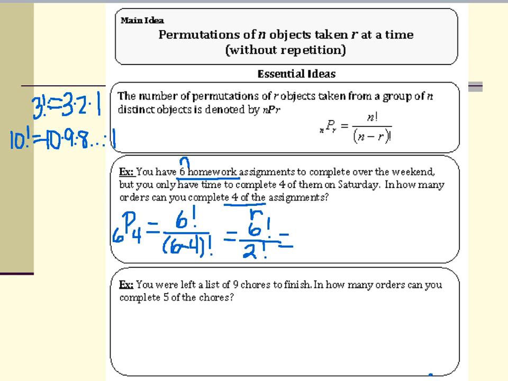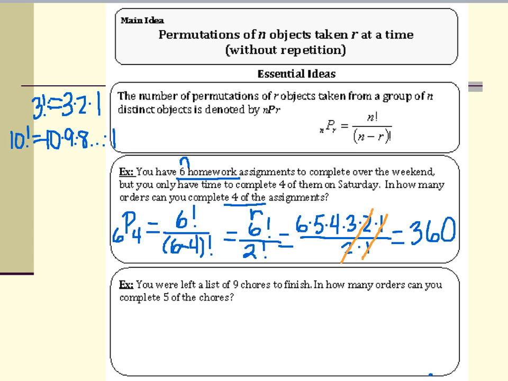6 factorial would be 6 times 5 times 4 times 3 times 2 times 1. 2 factorial would be 2 times 1. Now notice I've got some of the same numbers on the top and bottom. They're all multiplied. So these 2's I can cancel and these 1's I can cancel. So this really is just 6 times 5 times 4 times 3. And if you multiply that together, you get 360.